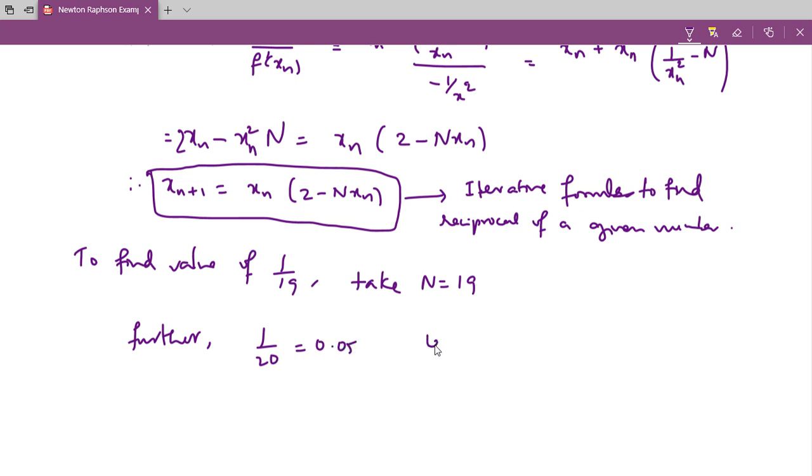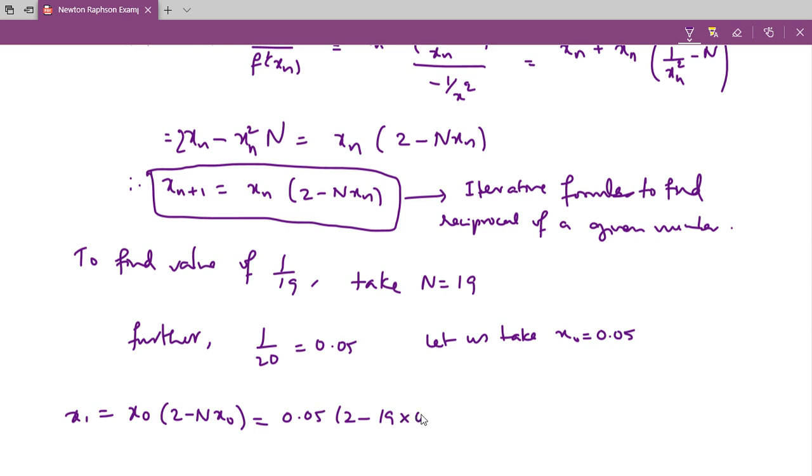So let us take x naught as 0.05. Okay. So now what is x1? In this formula put n is equal to 0, x1 is equal to x naught into 2 minus n into x naught. So this gives 0.05 into 2 minus n, which is 19, into 0.05.